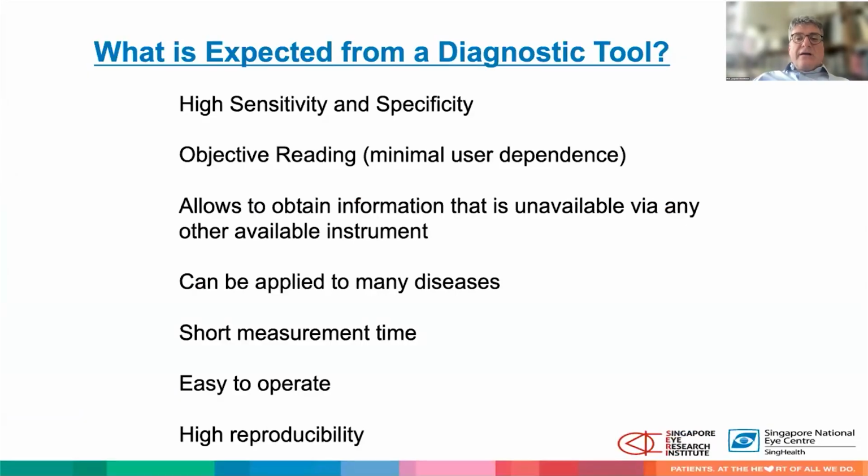So when we talk about diagnosis of glaucoma, we have a couple of diagnostic tools available. And these diagnostic tools should ideally have high sensitivity and specificity. If possible, there should be an objective reading to minimize user dependence. It should allow us to obtain information that is unavailable via any other available instrument. It can hopefully be applied to many diseases, not to glaucoma only. It should have a short measurement time, should be easy to operate, and of course it should have high reproducibility.